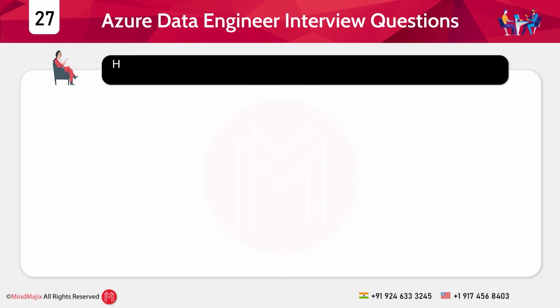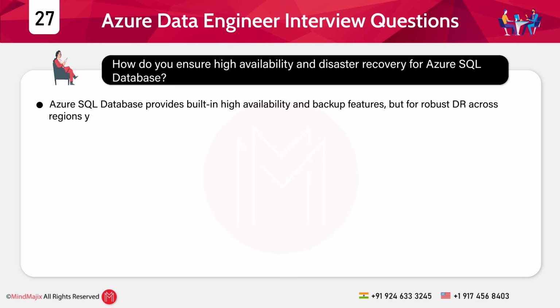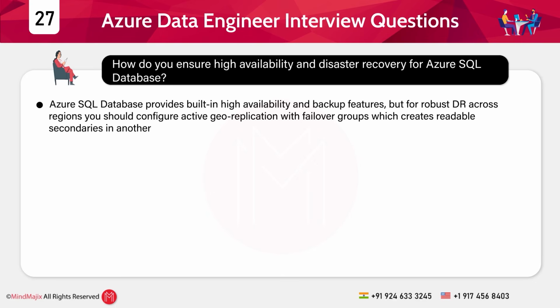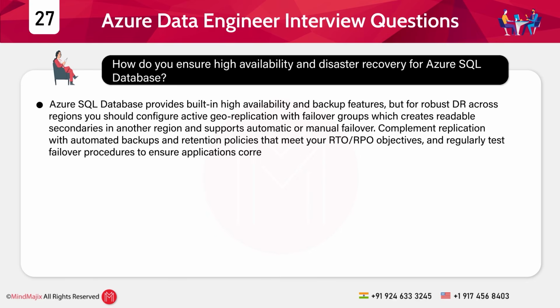The next question is, how do you ensure high availability and disaster recovery for Azure SQL database? So Azure SQL database provides built-in high availability and backup features, but for robust DR across regions, you should configure the active geo replication with failover groups, which creates the readable secondaries in another region and supports the automatic or manual failover. Over here, you have to complement the replication with automated backups and retention policies that meet your RTO or the RPO objectives, and regularly test failover procedures to ensure that the applications correctly reconnect and handle transient states.